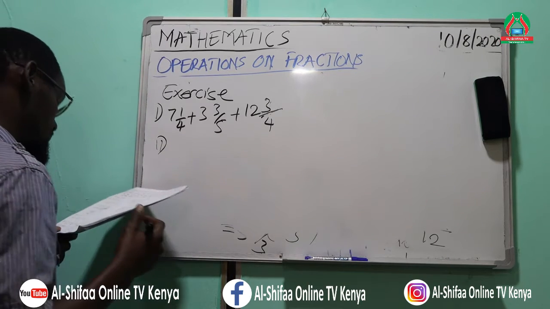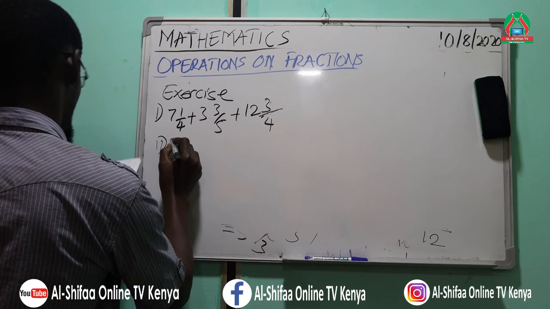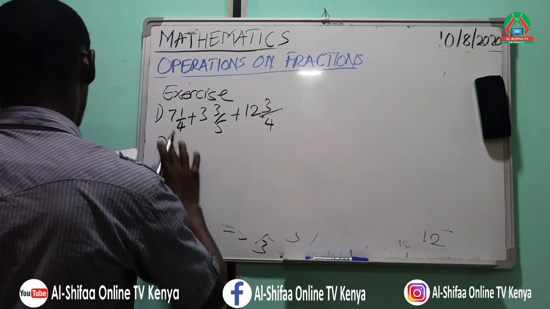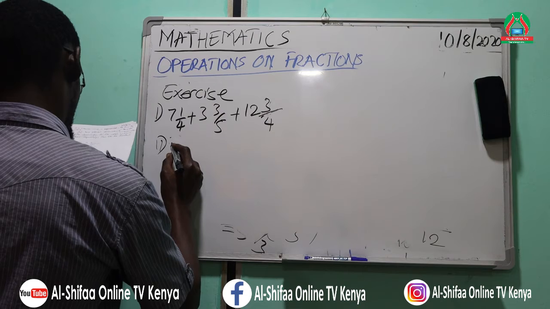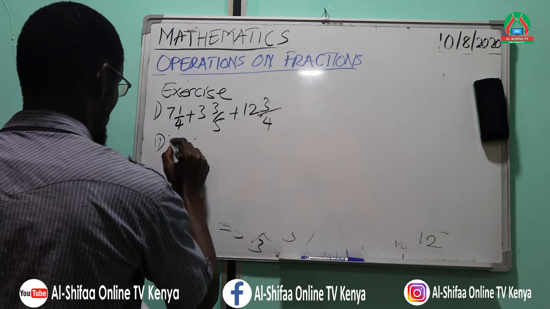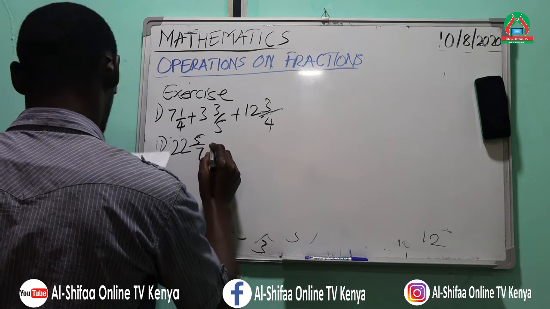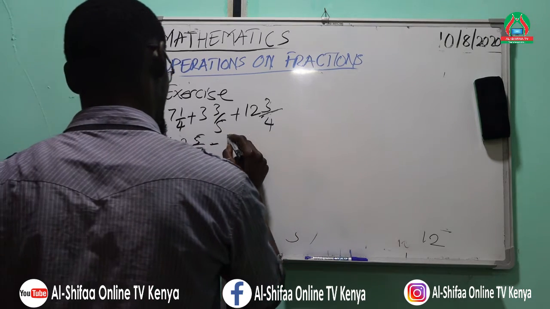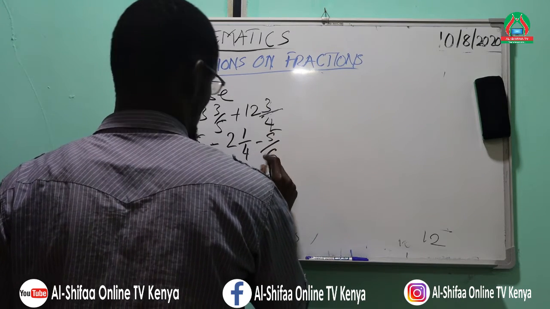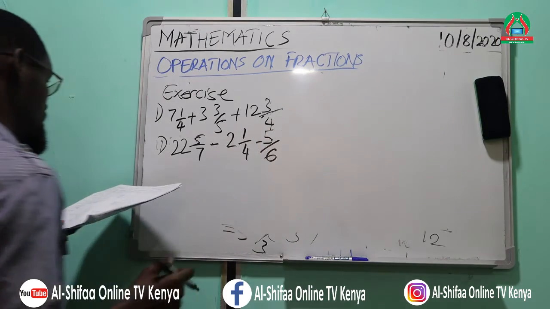Second, we have 22 5/7 minus 2 1/4 minus 5/6.